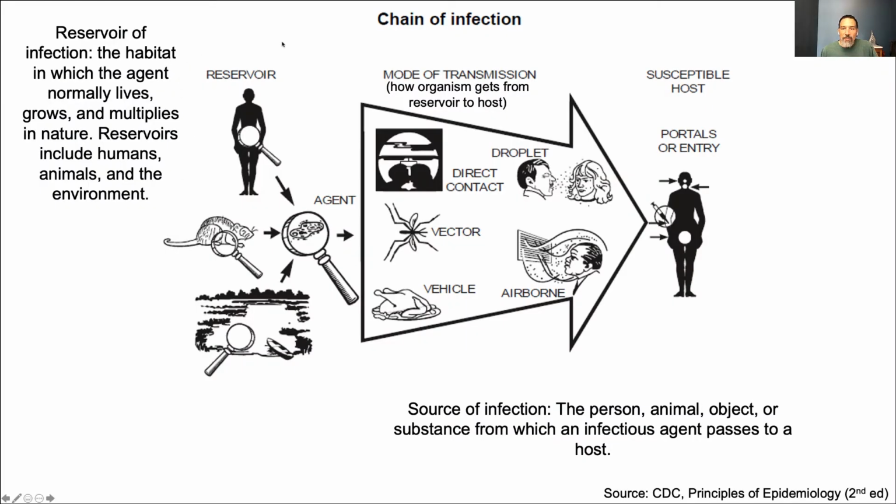The reservoir of an infectious agent is the habitat in which the agent normally lives, grows, and multiplies in nature. Reservoirs include humans, animals, and the environment, and the reservoir may or may not be the same as the source from which an agent is transferred to a susceptible host. For example, the reservoir of coronavirus is bats, but the source of most human infections is other humans. And transmission can also occur through direct contact of humans with the reservoir.